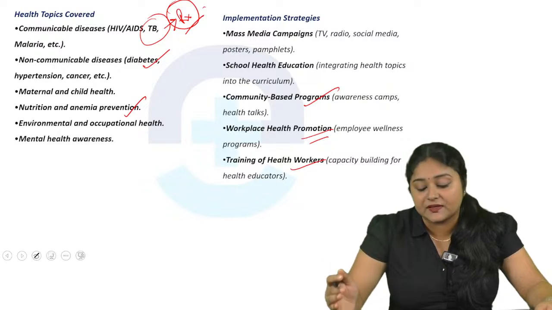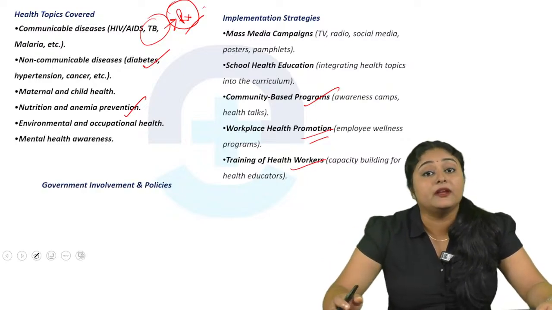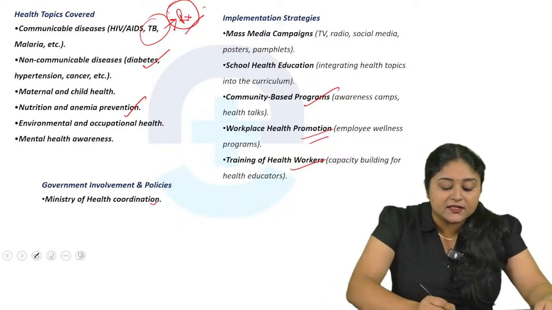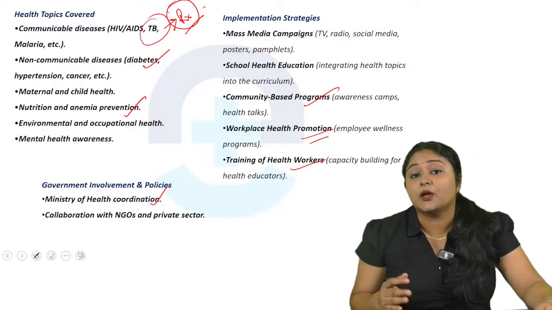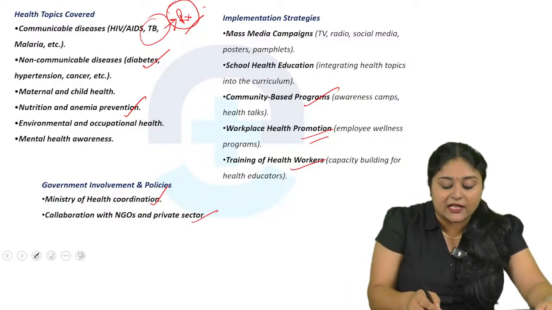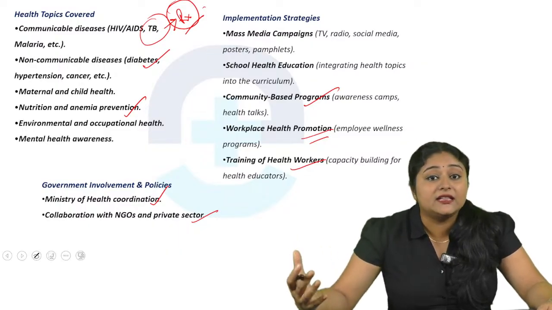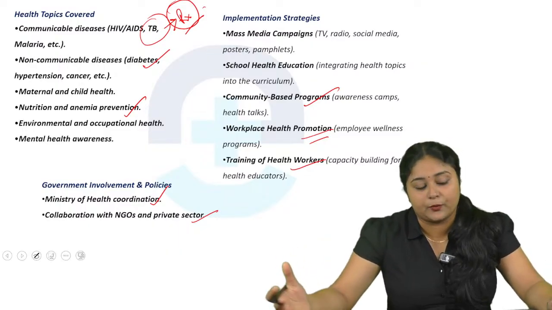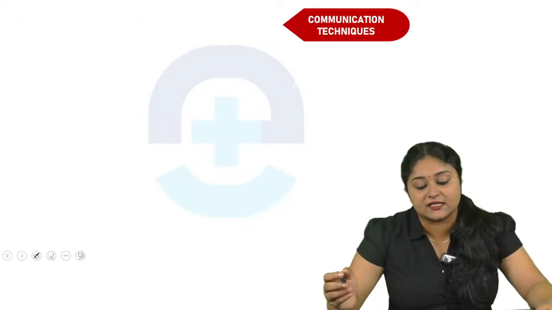As examples, capacity building for the health educators. Now come to the government involvement and then policies. So under the Ministry of Health, coordination and collaboration with any kind of non-governmental organization or NGO, as well as the private sector, for taking the fund and for improving the quality of the care provided. Now come to the policy support for health promotion and then disease prevention.